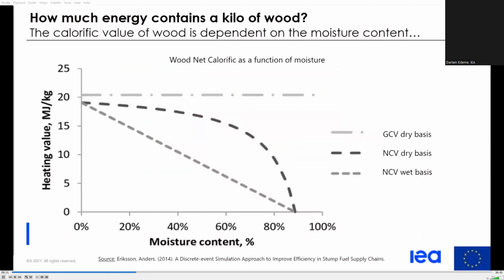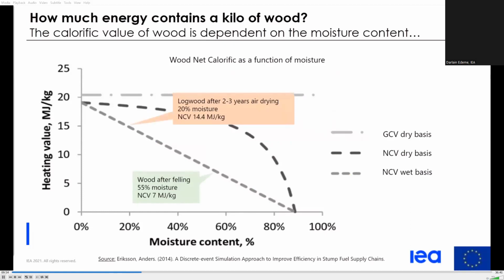The net calorific value, it's the useful energy, and the moisture content is also very important. Depending on how moist the wood is, the calorific value varies. Normally, when you cut or collect wood, it has a moisture content of around 55%. But if you dry the wood and reduce the moisture content to only 20%, then you see that the calorific content is more than twice than the wood with a moisture content of 55%. The efficiency of the combustion will be more, and it will be also more healthy.